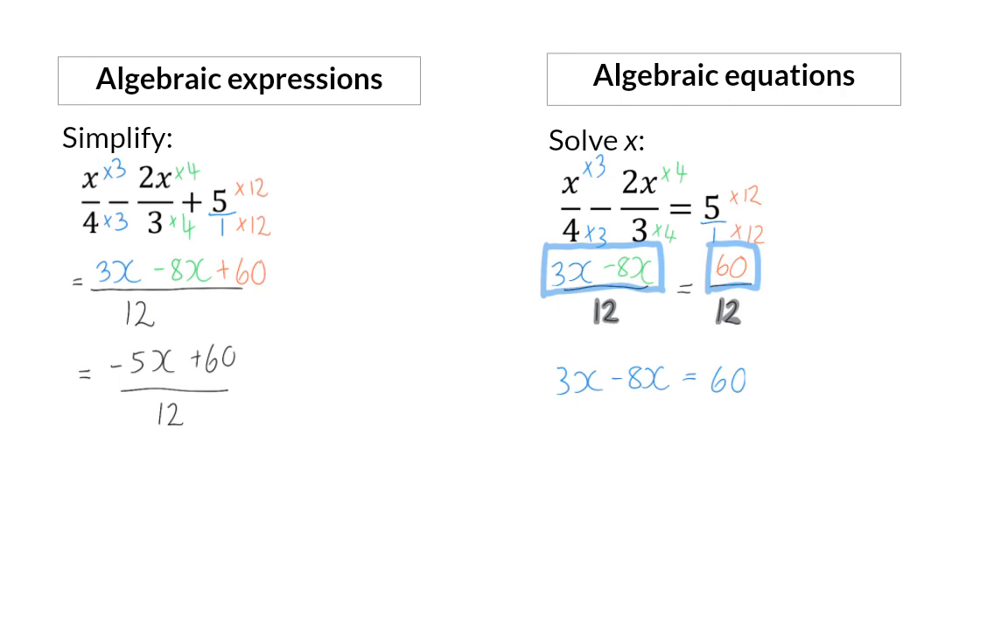Another way to look at it is to get rid of the divided by 12. On the left-hand side, I can multiply by 12 because 12 divided by 12 is 1. But because this is an equation, if I multiply on the left, I have to multiply with that same value on the right. And again, 12 divided by 12 is 1. So now we are left with minus 5x equal to 60. And once I've divided both sides by minus 5, I can say that x is equal to minus 12.